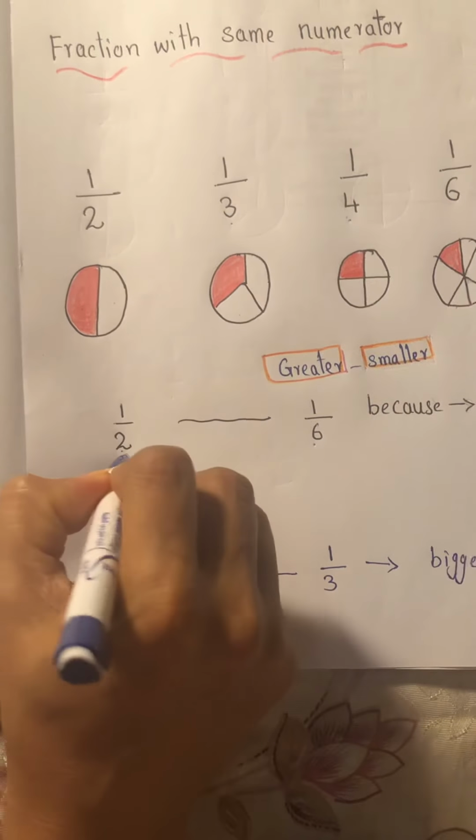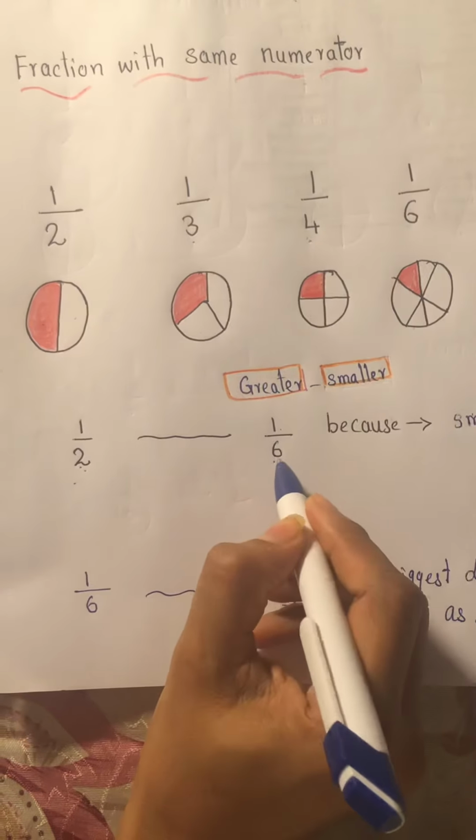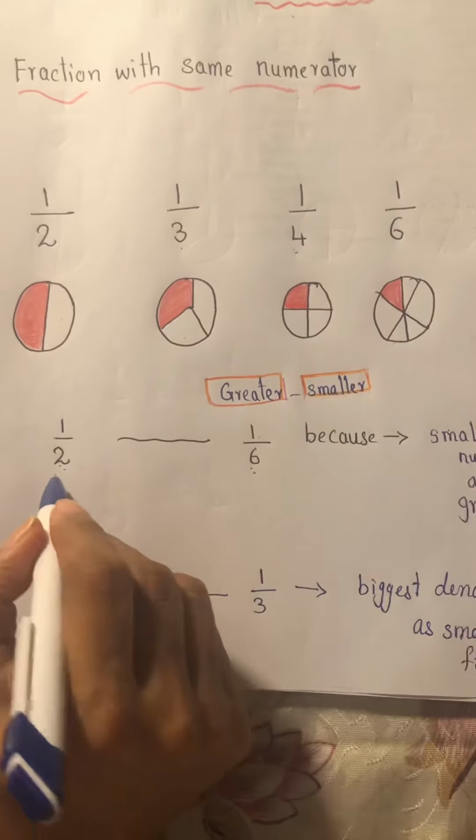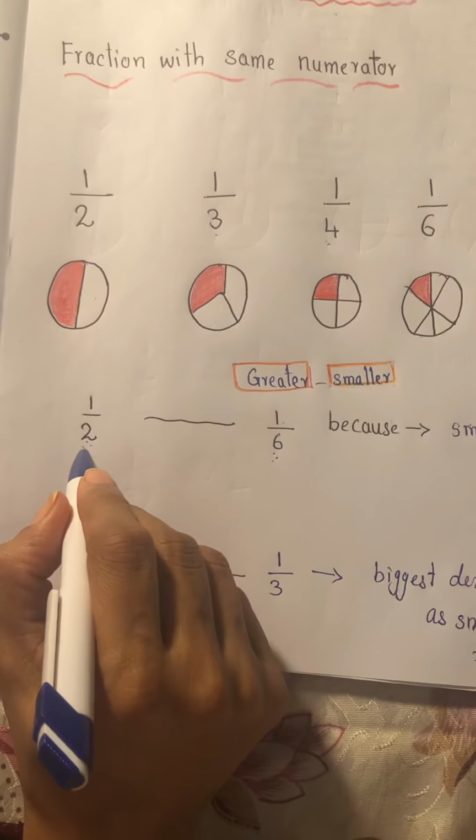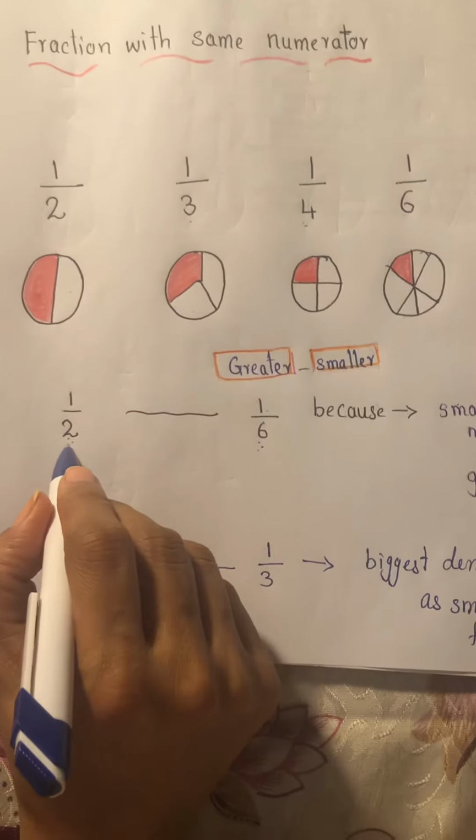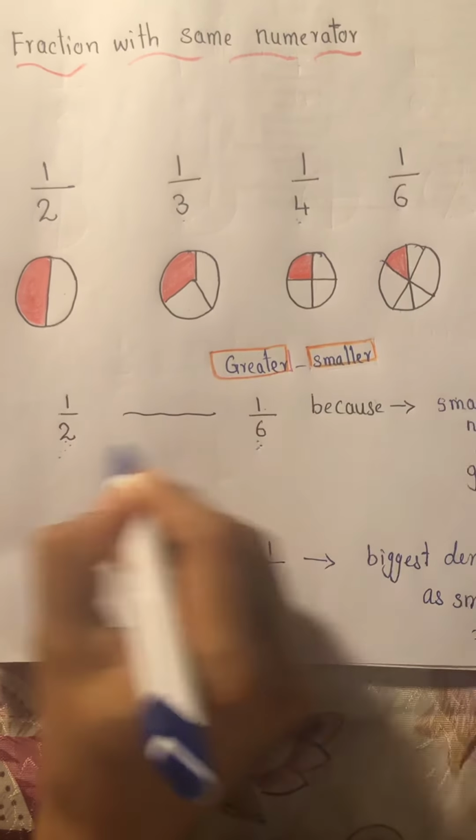1 over 2 and here 1 over 6. How can we compare the two numbers? You have to look at the denominator. The denominator is 2, here 6. How can we compare?